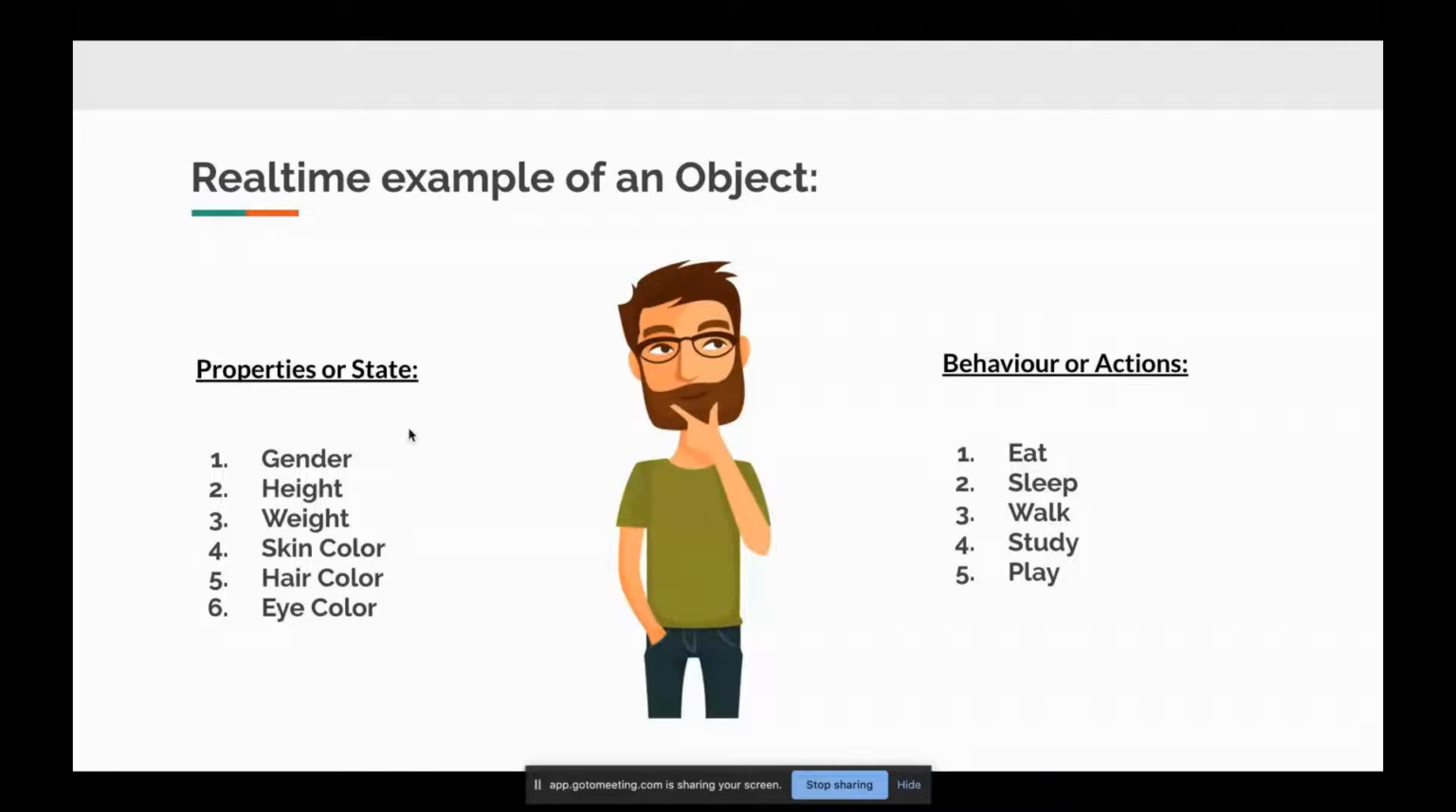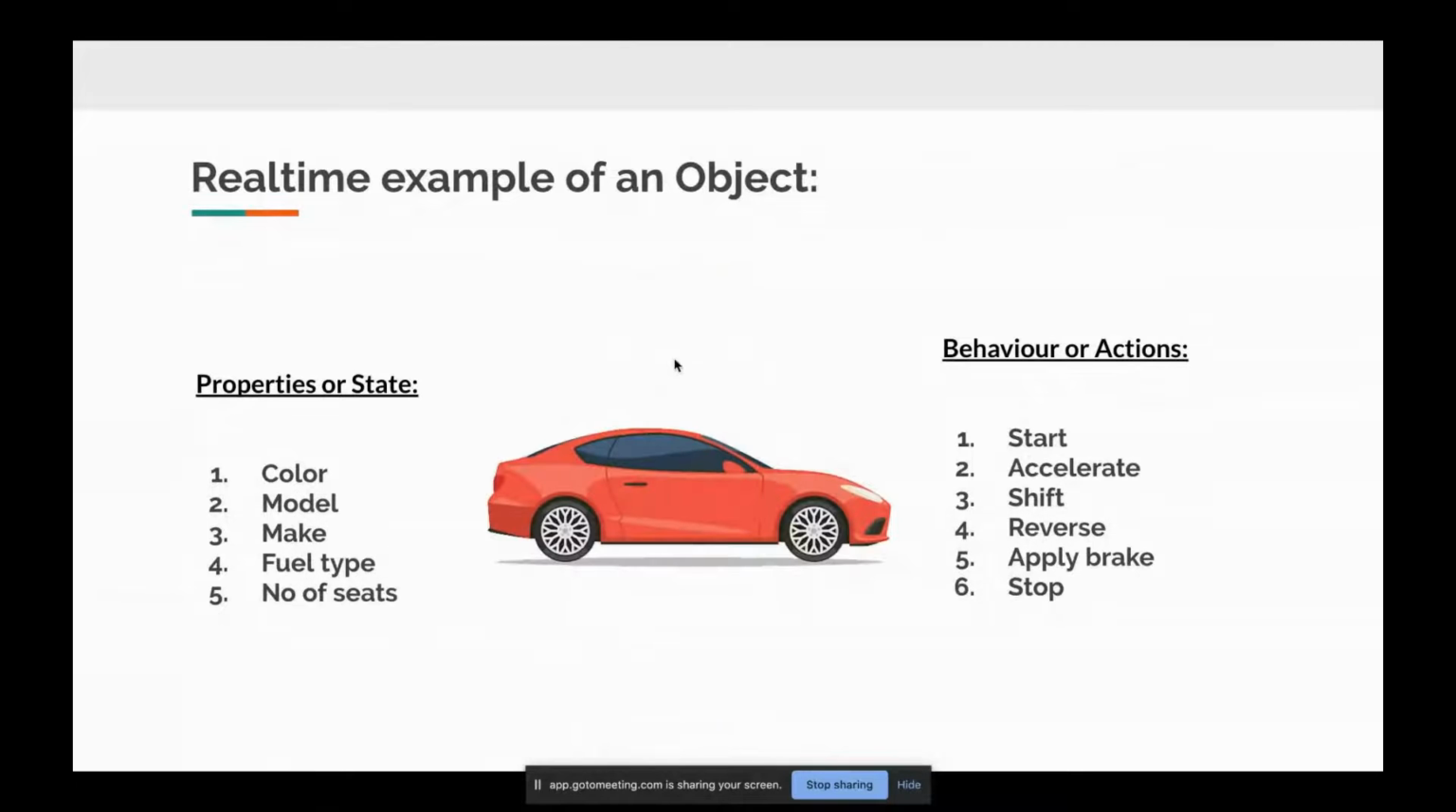And what are the actions that object can perform? A human can eat, sleep, walk, study, play, read, and do a certain set of actions. If you take a car, that particular object has a different set of properties and a different set of behaviors. For a car, some of the properties are what color it is, what model and make, what the fuel is, whether it is operating on petrol or diesel, and the number of seats. And the actions that can be performed on this object are that we can start the car, accelerate, change the gear, go reverse, apply brake, and stop. All these actions are applicable to this particular object, correct?